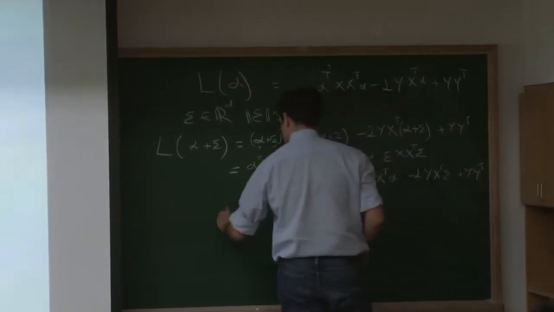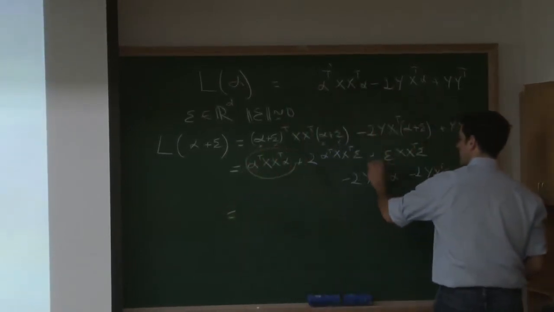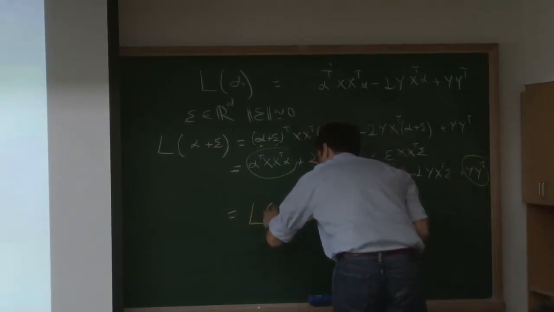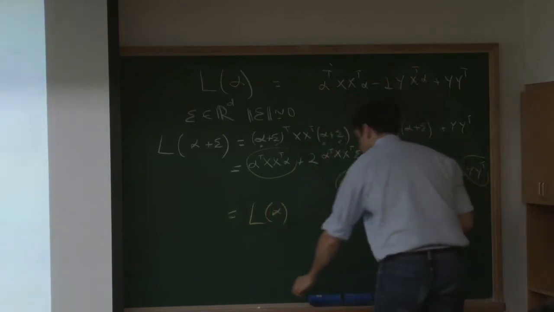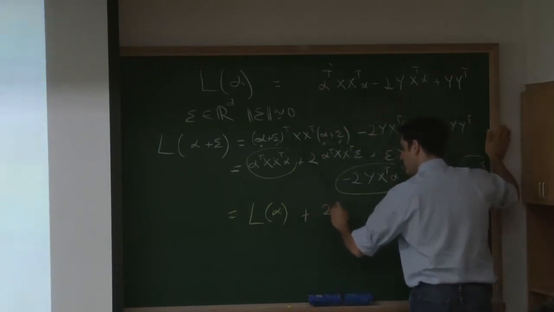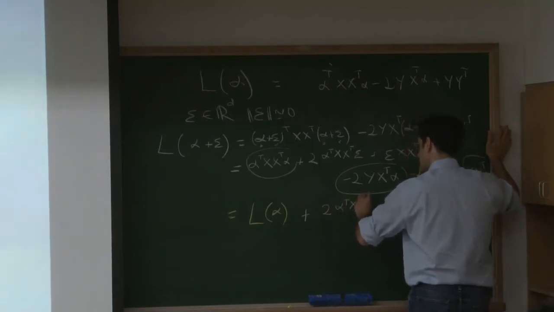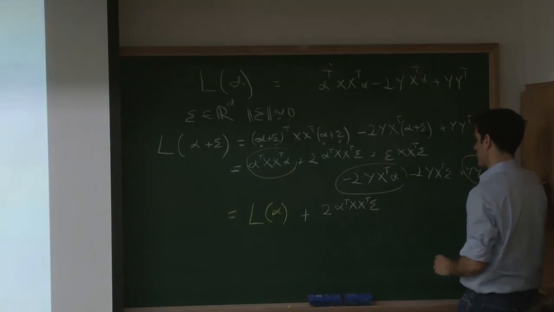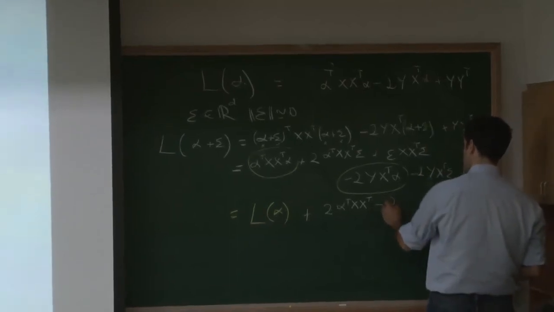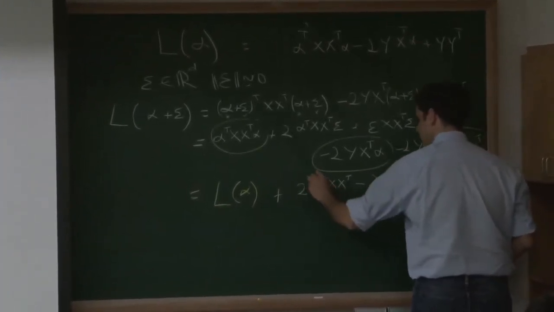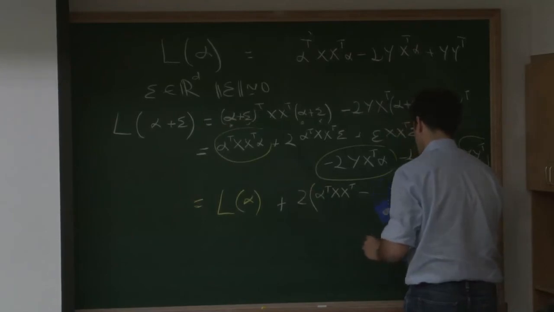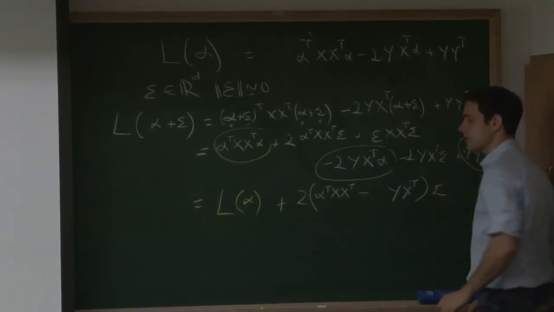Then what you see appear here is just simply L of alpha, right? This is L of alpha, okay? So this is L of alpha. And then we have plus 2 alpha transpose x transpose epsilon. Okay, and then we will group this term also: minus 2y x transpose. So let's put 2 here. Okay, and this is times epsilon, right?